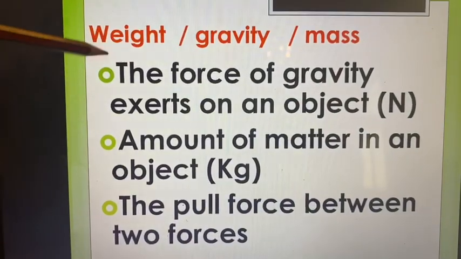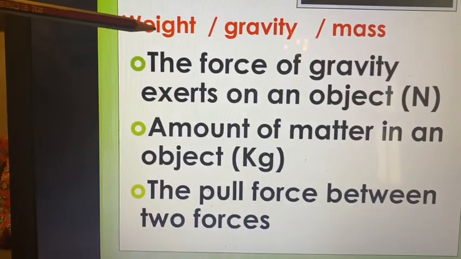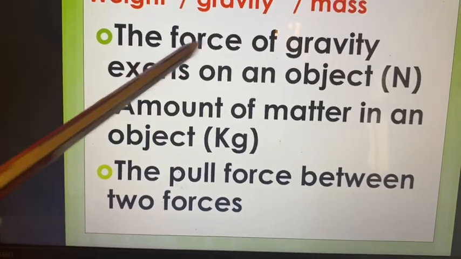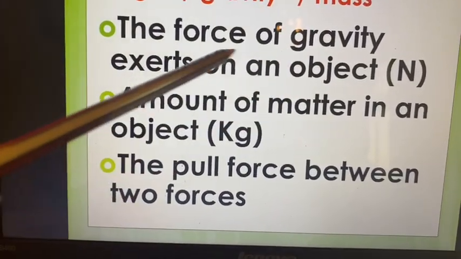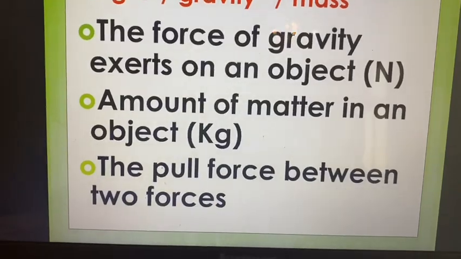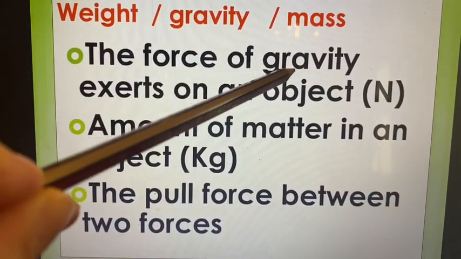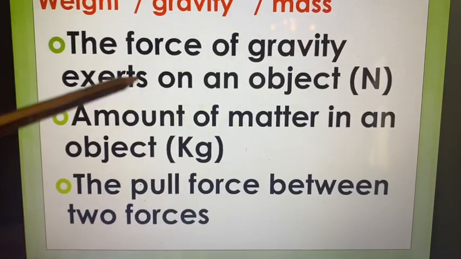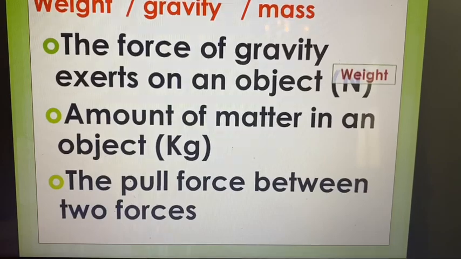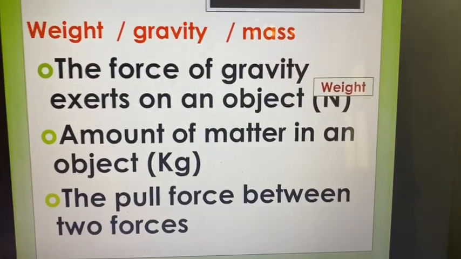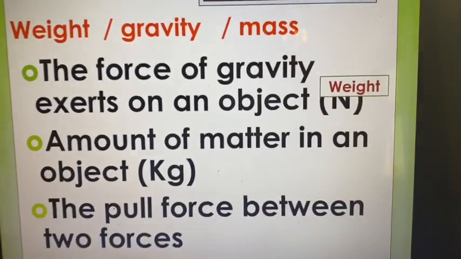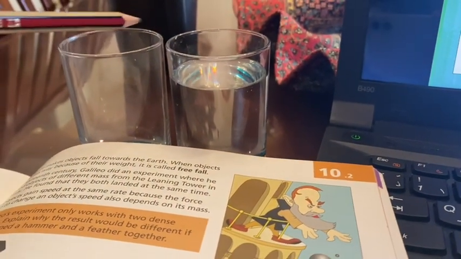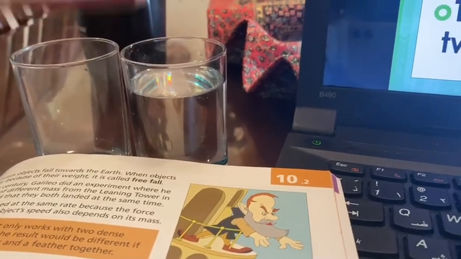So we now want to know what is the difference between these three terms: weight, gravity, and mass. The force of gravity exerts on an object. Always, you will not fly in this space. Why? Because there's a force of gravity that pulls you and pulls any object on Earth. What is this force called? This is called the weight. The force of gravity on an object, every object, these objects. Why are they not flying? Because they have a weight. The gravity is pulling them down.